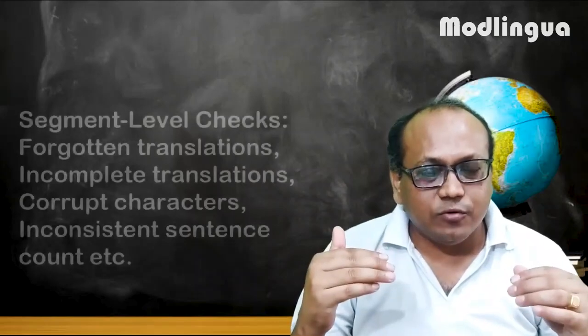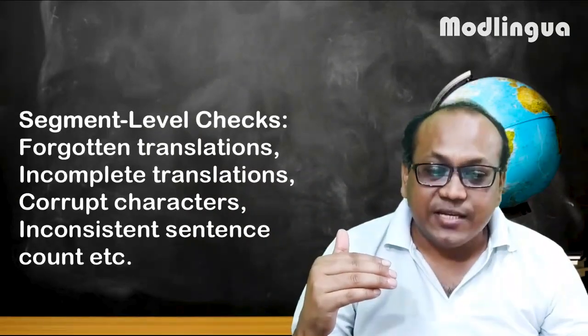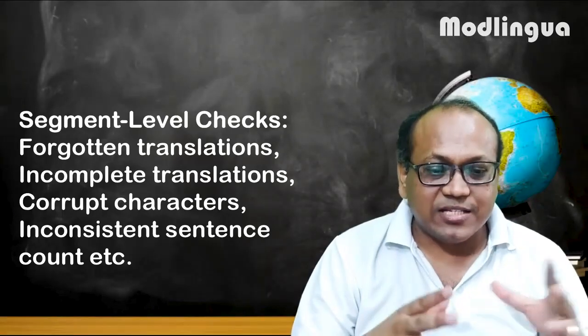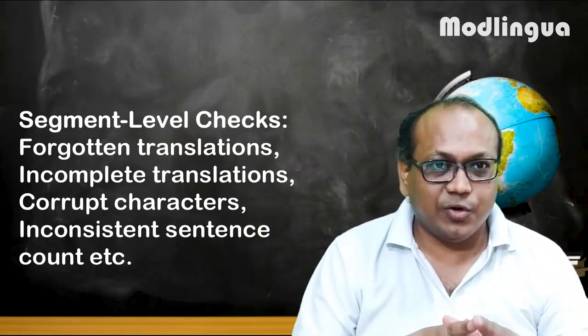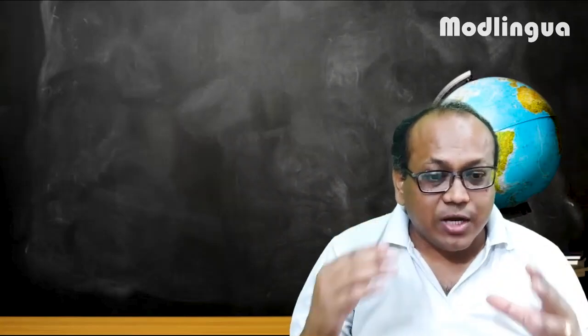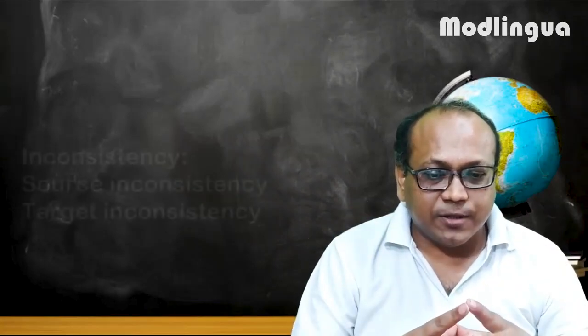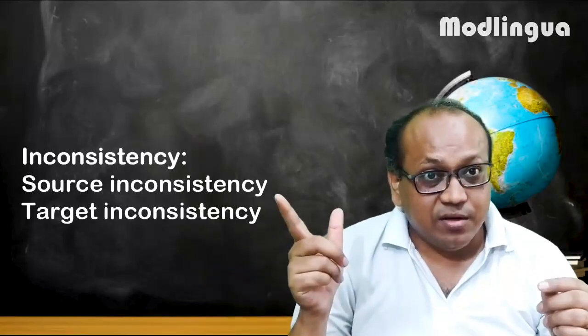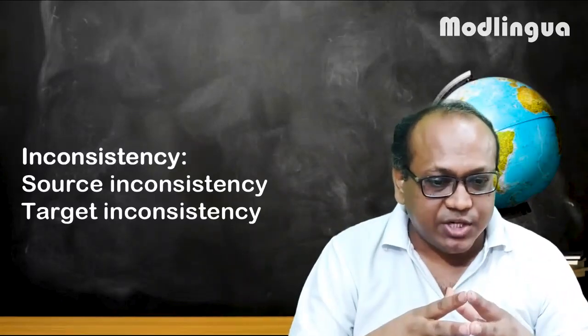So at segment level, what we forget: translation is incomplete, there are some corrupt characters, there are some inconsistent sentences. And when we are talking about another kind, there is inconsistency, where source and target are not matching.